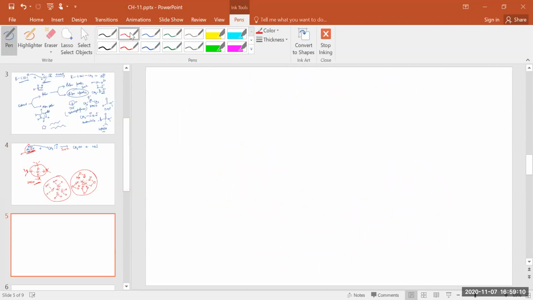Another reaction: suppose you take tertiary butyl bromide and dissolve it in water. What will happen is it will slowly be hydrolyzed to tertiary butanol.